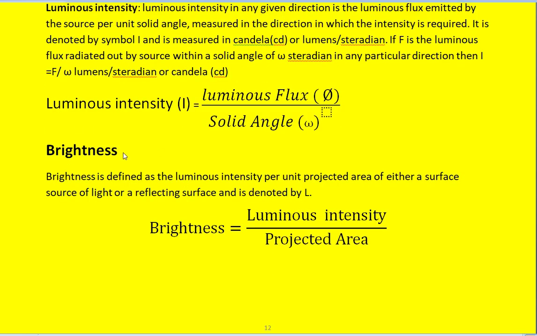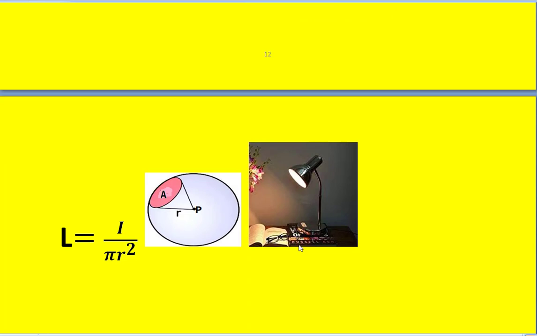Next, brightness. Here, brightness is the luminous intensity per unit projected area. So mathematically we can write like this. Brightness is equal to luminous intensity divided by projected area. For example, suppose we have a table light like this. It has the dome, which is in the shape of circular. So the light that falls on the table is in the circular form. So projected area means this circular area.